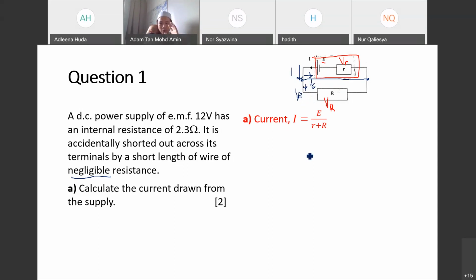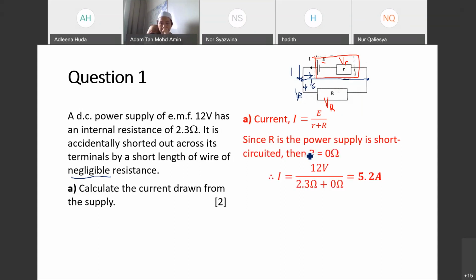It's just to visualize where the short circuit occurs. So the short circuit occurs at the terminal of the EMF. The EMF contains the DC supply as well as the internal resistance, not just the DC supply E. Please remember that. EMF contains two components: one, the total E, and two, the internal resistance. Since R, the power supply, is short circuited, then R equals 0 ohms. So I equals 5.2 amperes.